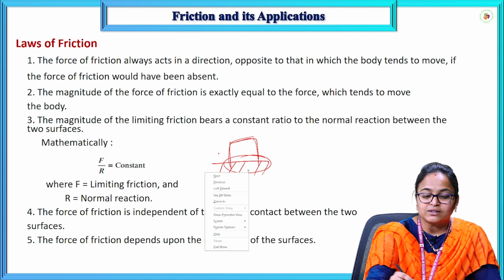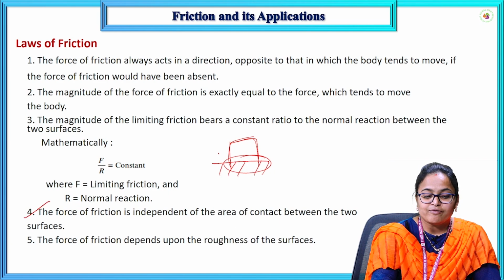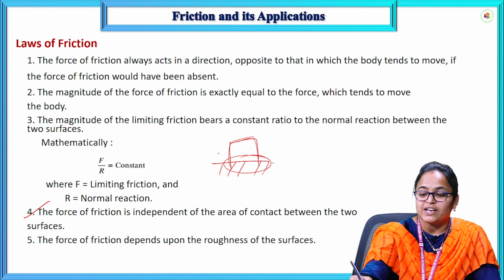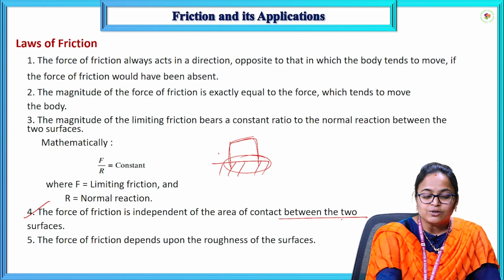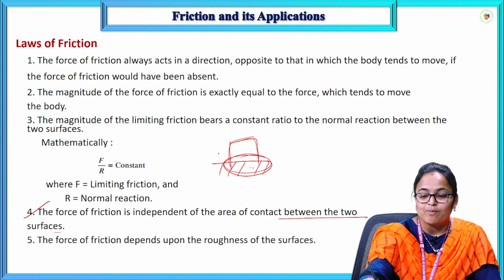So here the meaning of the law of friction is that the frictional force is independent of the area of contact between the two surfaces. Here the two surfaces are this floor and the block. This block is occupying some area on the floor, but the magnitude of friction is not dependent on the area of contact between the floor and the block.